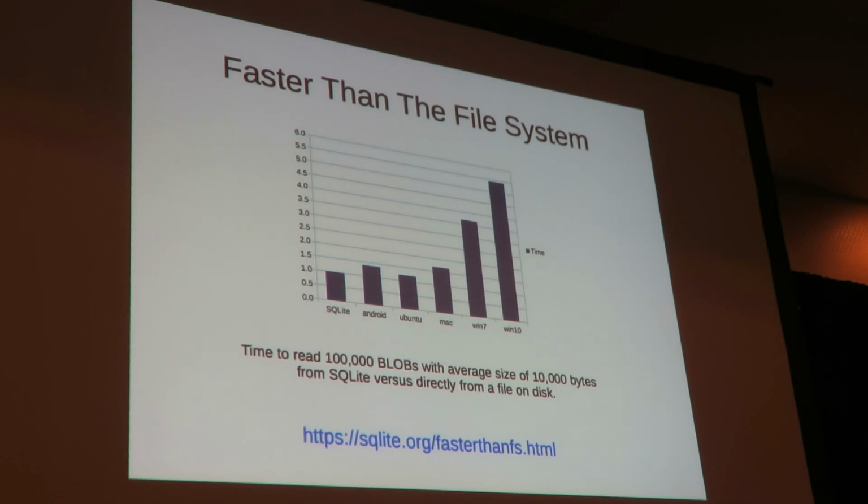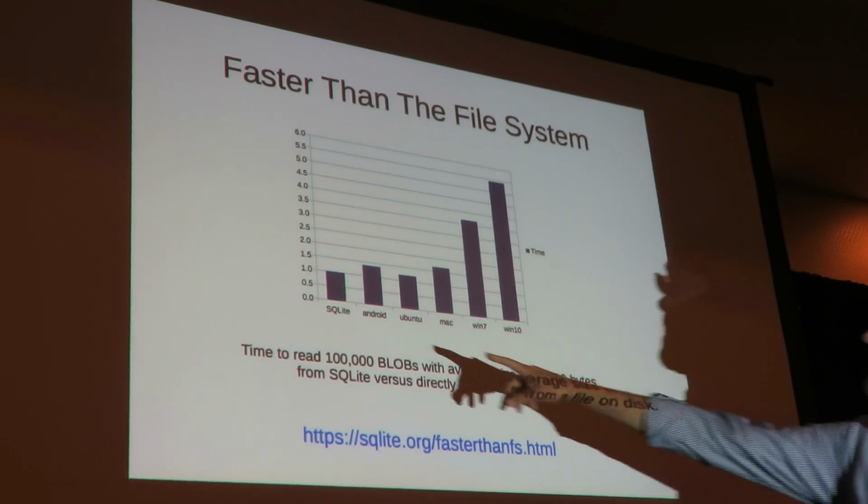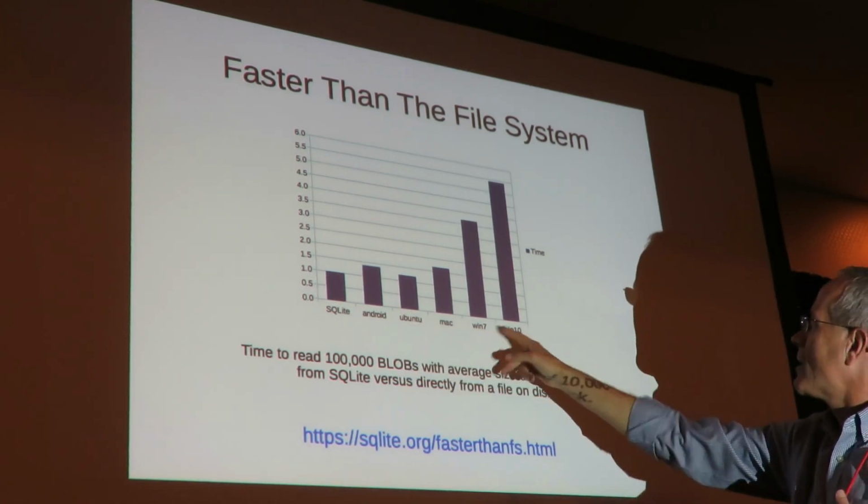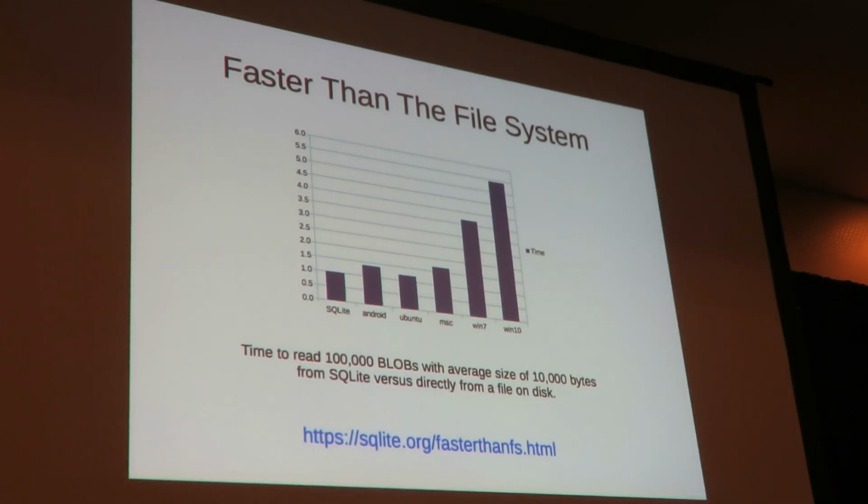And we did 100,000, and one of them would read them out of SQLite, the other one would read them out of individual blobs on disk. And as you can see, SQLite is our baseline, and it's the fastest, and the file approach is slower on Android, Ubuntu, Mac, Windows 7, and Windows 10. And you think, how is that possible that you can be reading faster, because the database is a file on disk? Well, it turns out that when you're reading from individual files, you have to open and close each individual file. And the overhead of open and close is greater than the overhead of going through the database engine.